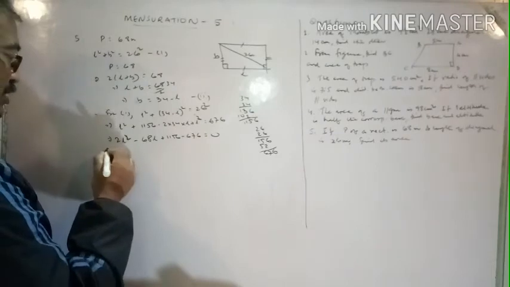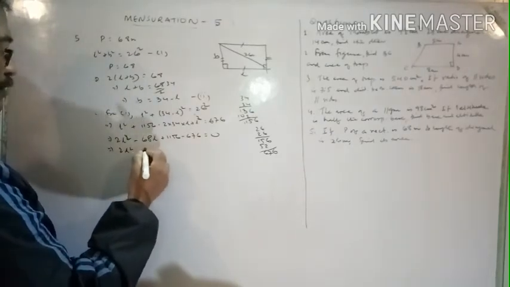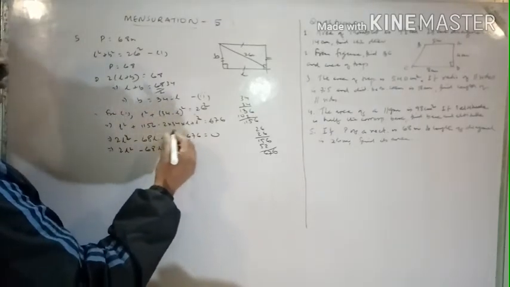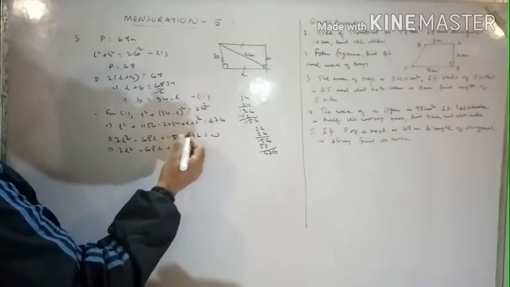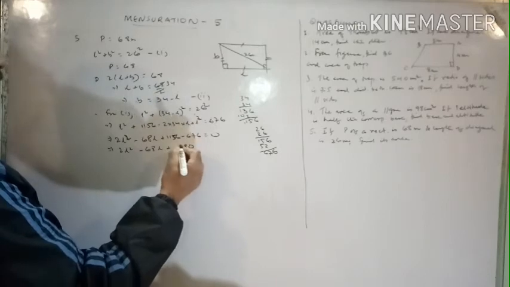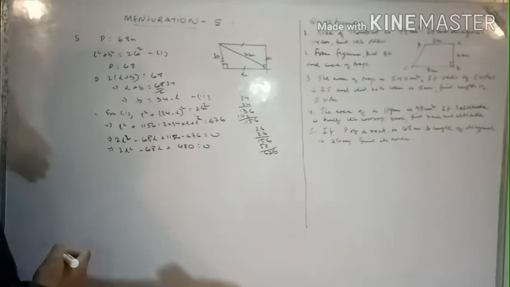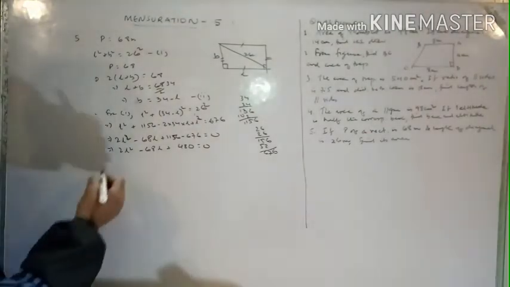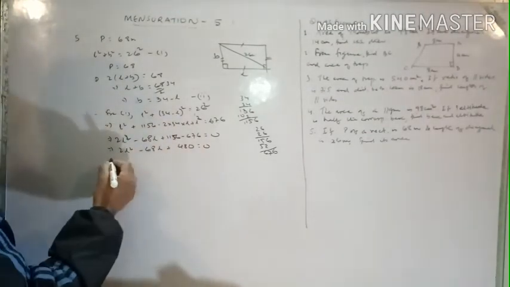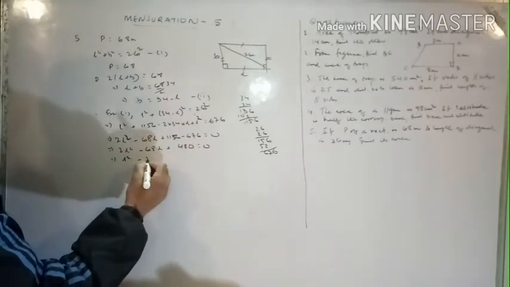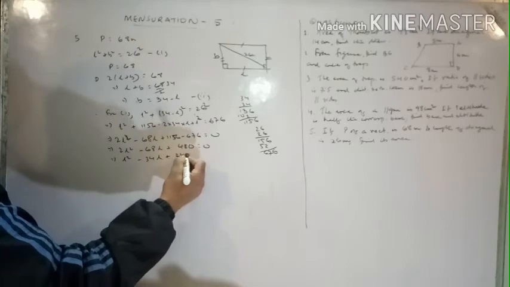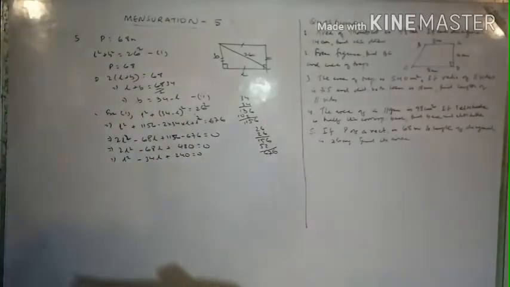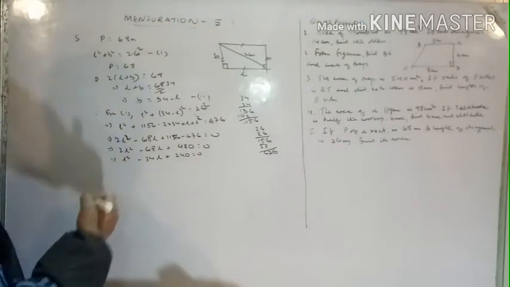So 2L square minus 68L plus, if you subtract, 1156 minus 676 is 480, equal to 0. Because 2 is common here, if you divide by 2, you get L square minus 34L plus 240 equal to 0, because 480 divided by 2 is 240.